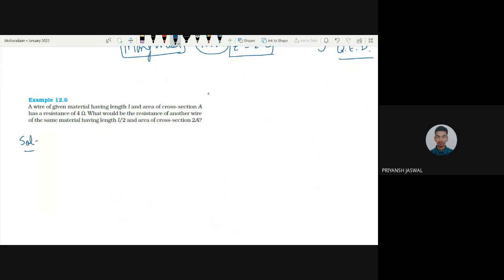The next question is: a wire of given material having length L and area of cross section A has a resistance of 4 ohms. So we are given that we have a wire whose length is L and this area of cross section, this circle, this is A, and this has a resistance of 4 ohm.